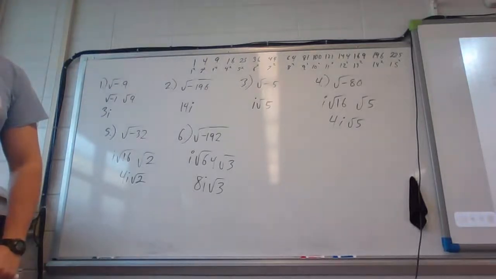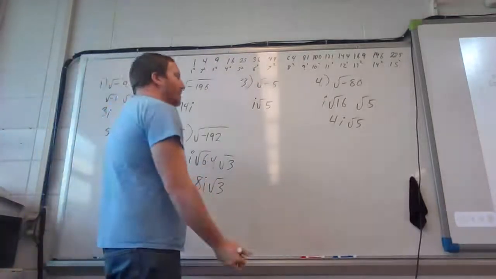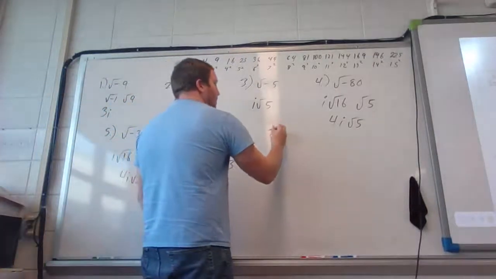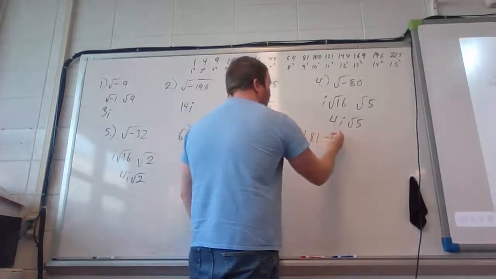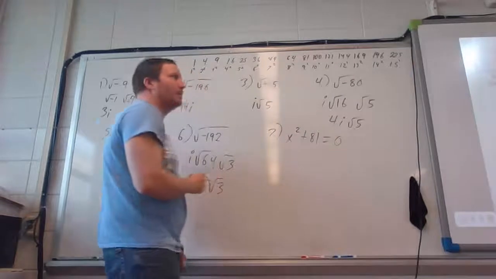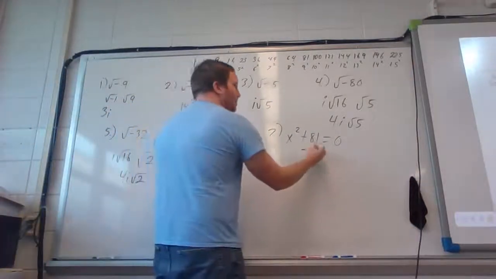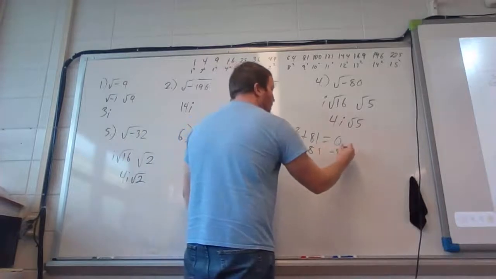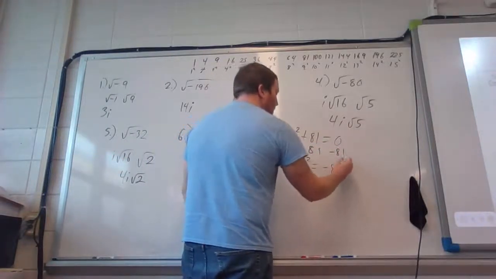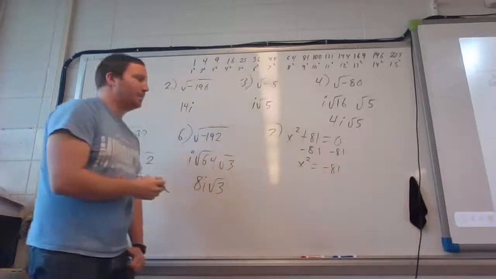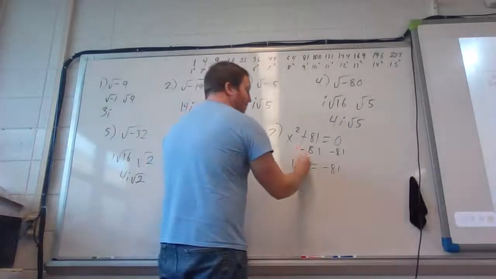So now let's look at solving some equations. Again, very much the same idea, except now we have an equation. Number 7, we have x squared plus 81 equals 0. So in order to solve our equation for x, subtract our 81 over. So we get x squared equals negative 81. We want to take the square root.